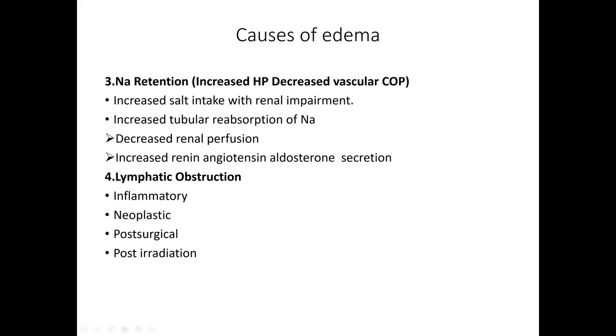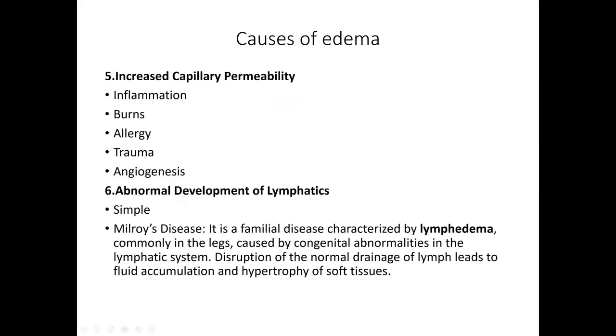Then sodium retention, which leads to increased hydrostatic pressure and decreased vascular colloid osmotic pressure. And this is due to increased salt intake with renal impairment, increased tubular reabsorption of sodium, decreased renal perfusion, increased renin-angiotensin aldosterone secretion, lymphatic obstruction, may be inflammatory, may be neoplastic, may be post-surgical or after irradiation. Then other causes are increased capillary permeability, which is seen in inflammations, burns, allergy, trauma, angiogenesis.